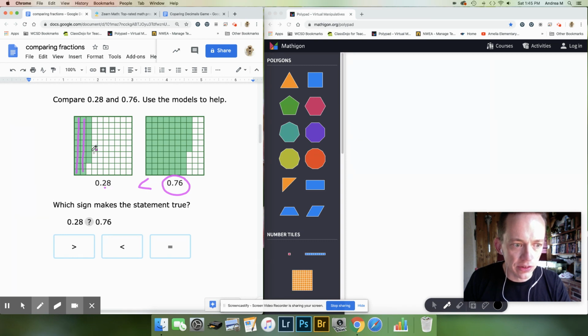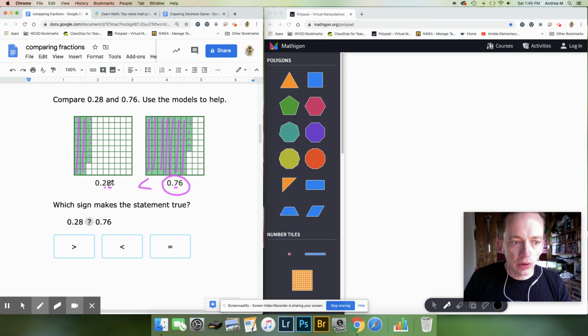We have 2 tenths, and then we have 1, 2, 3, 4, 5, 6, 7, 8 hundredths, because we're talking about those tinier pieces, versus 7 full rows, 7 tenths, and then 1, 2, 3, 4, 5, 6 hundredths. Think of it like this.